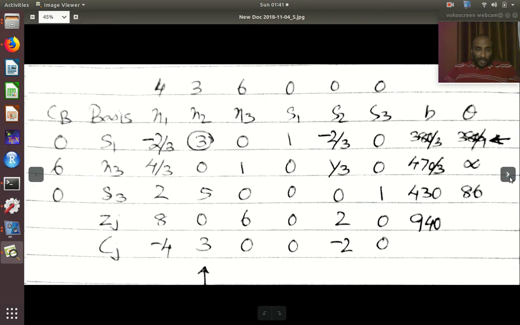This is the next iteration. So what we have to do is have this x3 here; s2 is replaced by x3, and the corresponding coefficient will come here. Everything remains the same here.